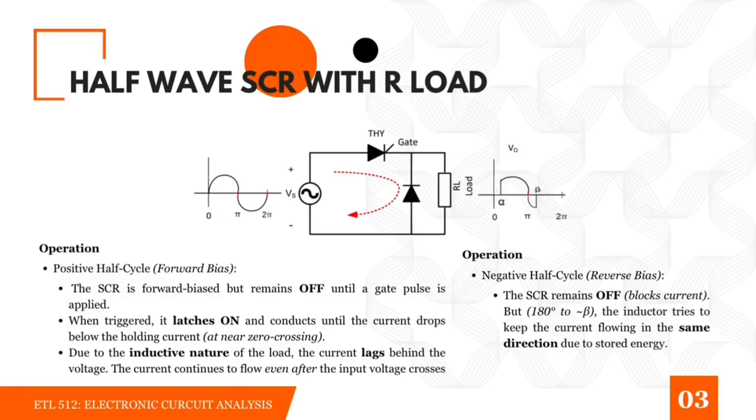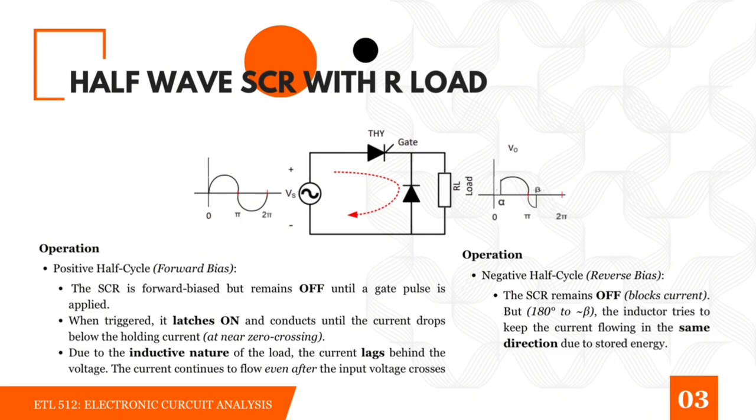When triggered, the SCR turns on and keeps conducting, but because we have an inductor in the load, the current does not match the voltage exactly. It lags behind. This lag means that current can keep flowing even after the voltage has crossed zero, all the way up to an extinction angle beta, where it finally stops when the current falls below the holding current.